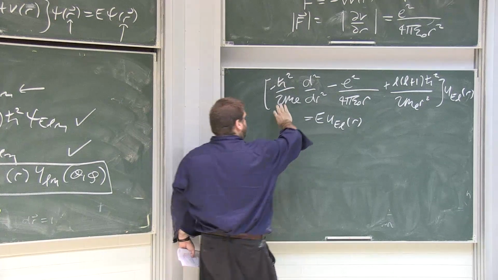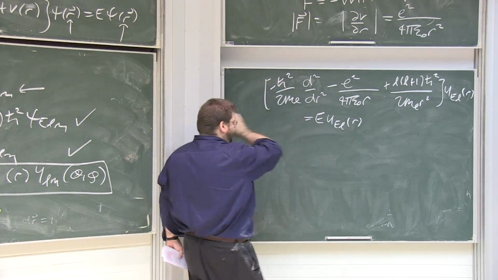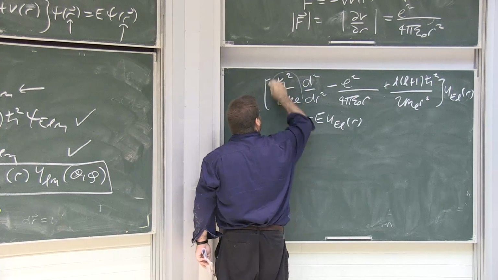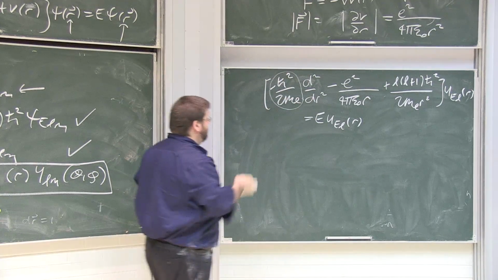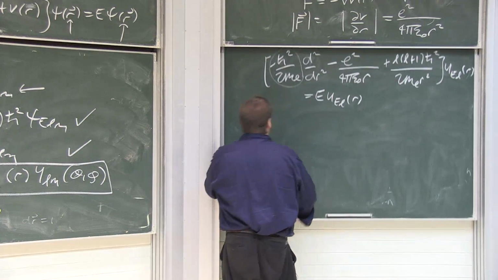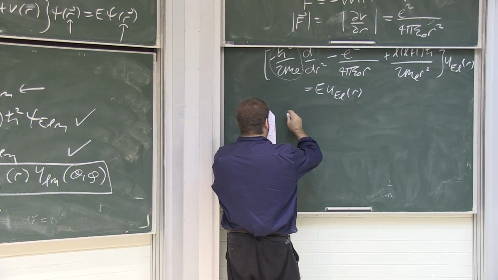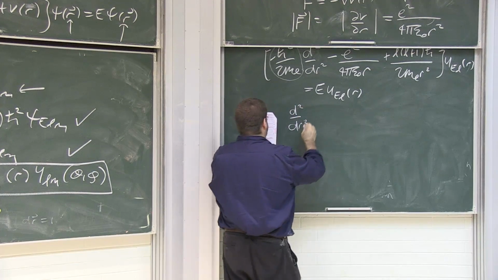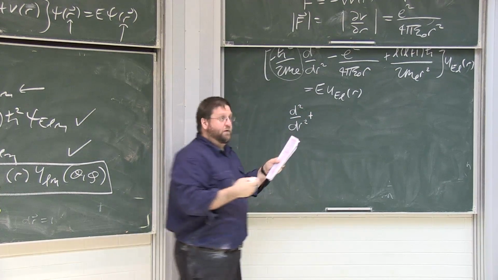Now, I want this square bracket to begin with d squared by dr squared. So what I'm going to do is to divide through every term by what I've just circled. Probably should have just written that down straight away. It's equation 306. So d squared by dr squared: a second order, ordinary differential equation.